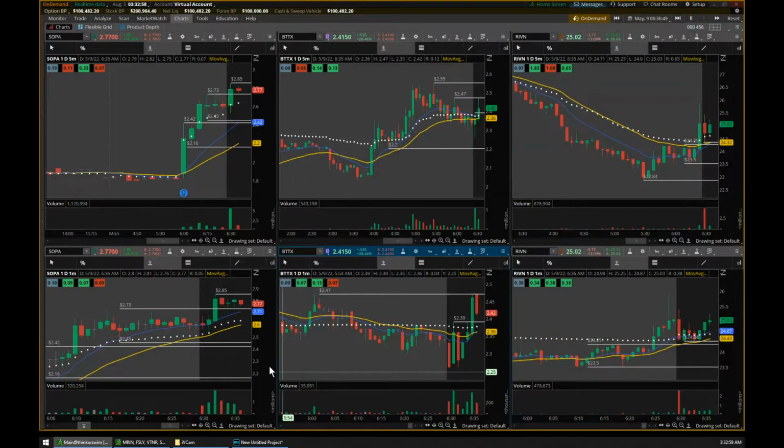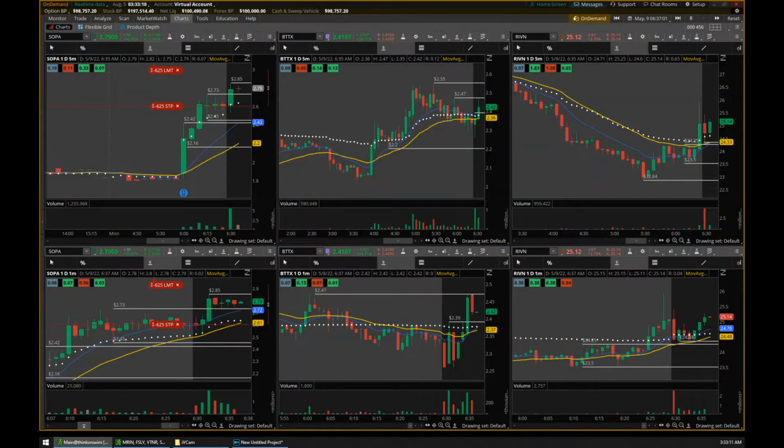Oh, I'm not sure about SOPA. It looks like it's starting to consolidate. Might take an entry there, just for a little quick flip here. I'd like to see a little more than that. Oh, I still haven't adjusted my stop. So this isn't going to be very good. Only made it about $19. Let's see, 6 cents. I'm going to go ahead and adjust that now.